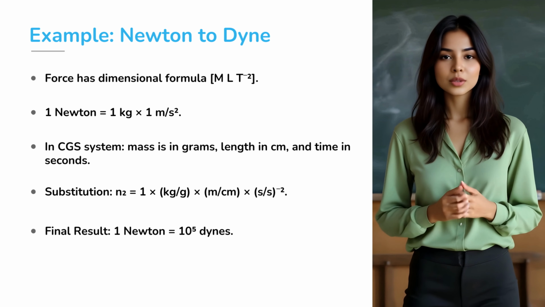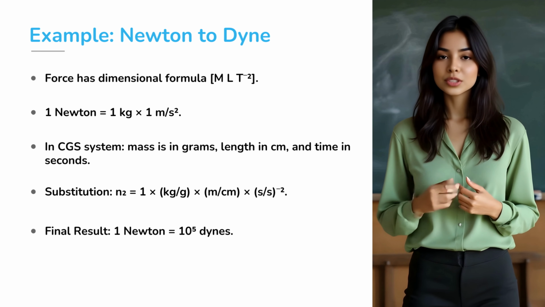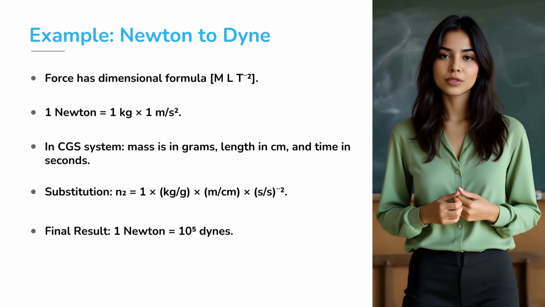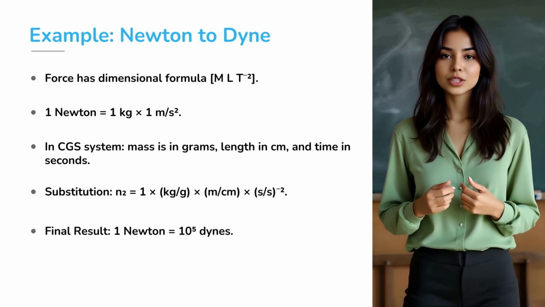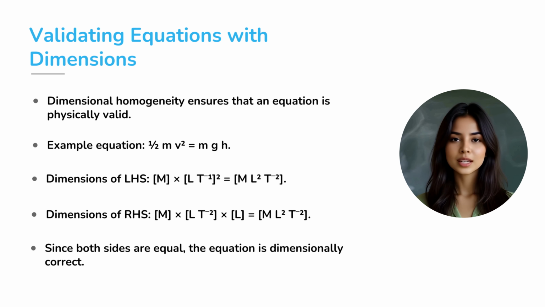This simplifies to 10 to the power 3 multiplied by 10 to the power 2 equals 10 to the power 5. So 1 Newton equals 10 to the power 5 dynes. This is how dimensional analysis quickly converts units across systems. Now, the second powerful use, checking if an equation is correct.